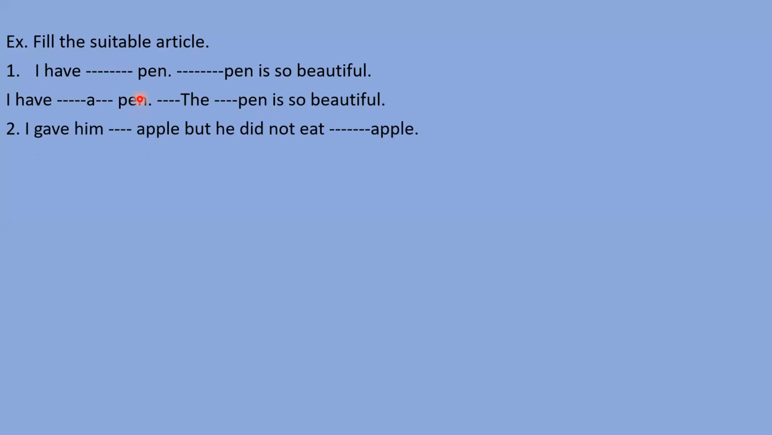Now please tell me about the second example. "I gave him ___ apple but he did not eat ___ apple." So what can come here? Please, after giving the answer to the first sentence, put your hand down so that I can know you have raised your hand for the second question. So Mannat is here. Mannat, please try to tell me the answer. Which articles will come in the second sentence?